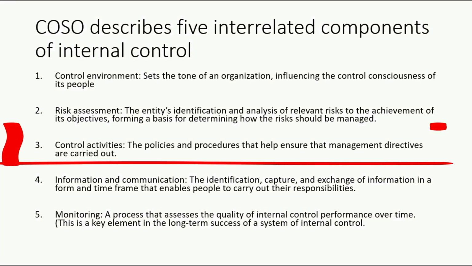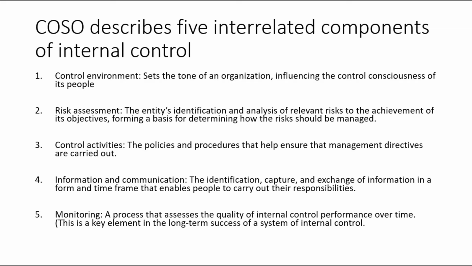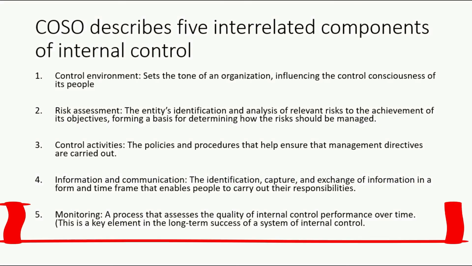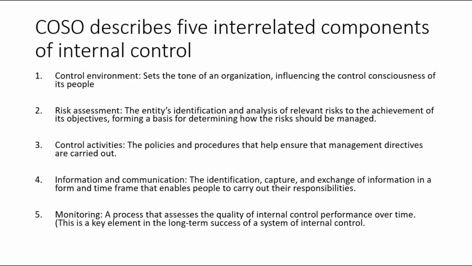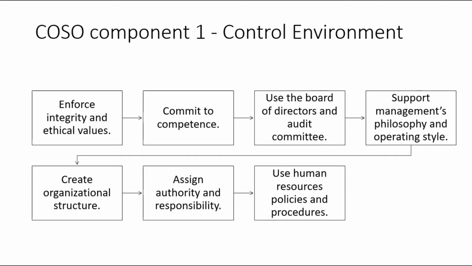Third is about control activities. It's controlling activities through policies and procedures to ensure that management directives are carried out. Fourth is information and communication, to identify, capture, and exchange information in a form and timely framework that enables people to carry out their responsibilities. Fifth is about monitoring, a process that assesses the quality of internal control performance over time. This is a key element in the long-term success of an internal control framework. So let's look at these components one by one now.